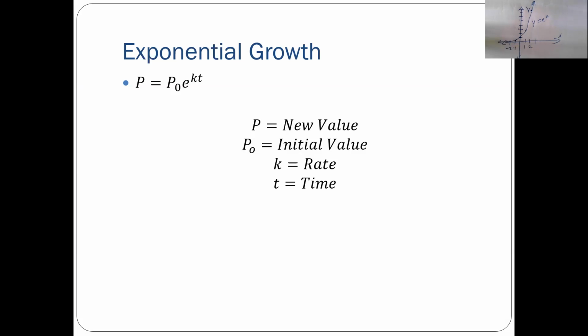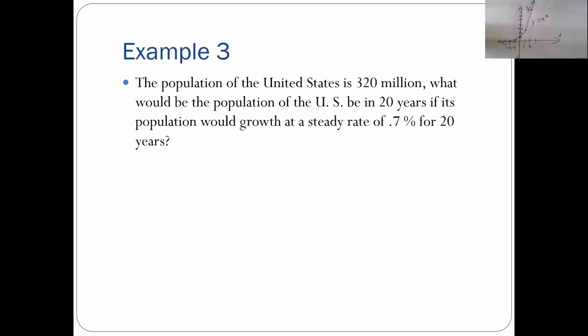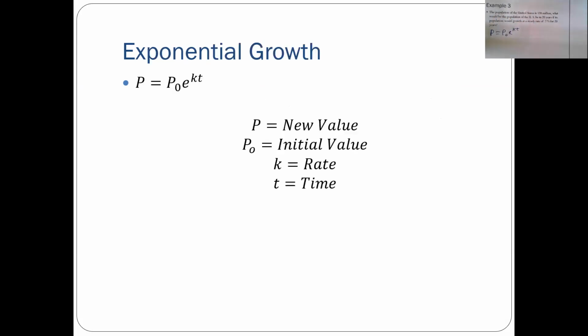So let's look at an example. The population of the US is 320 million. What would be the population of the US in 20 years if it would grow at a steady rate of 0.7%? So our key formula is this: P equals P0 times e to the kt. Remember, k was the rate and t was the time. That growth rate will be a percentage rate, which will be represented by the variable k. t is time. It could be seconds, days, years. It will say in the problem.